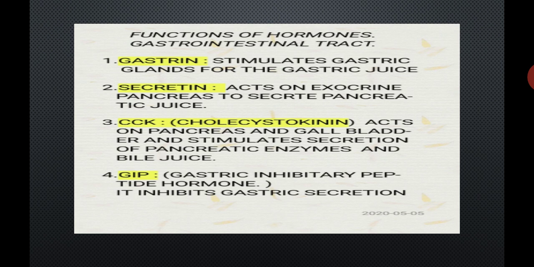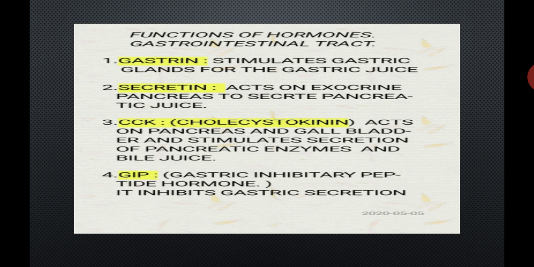Fourth hormone is GIP. The full form of GIP: G stands for gastric, I for inhibitory, P for peptide. So gastric inhibitory peptide hormone. This hormone stops, or inhibits, the gastrin secretion. It stops the secretion of gastrin. So this is about the function of GIP, and the full form of GIP is gastric inhibitory peptide hormone.